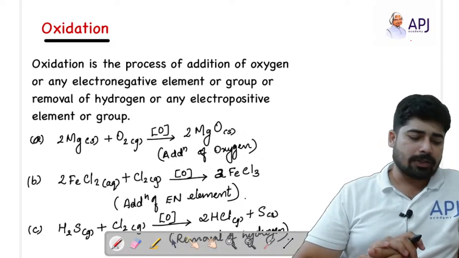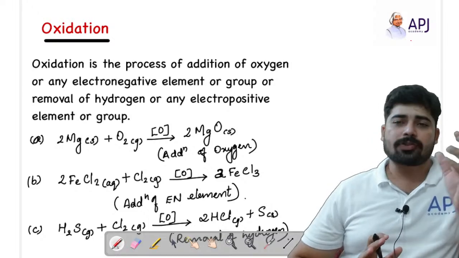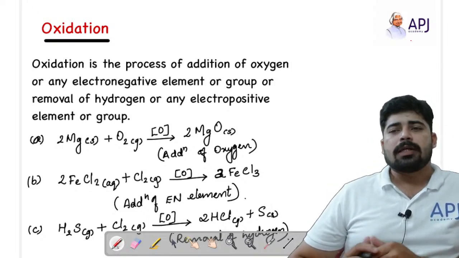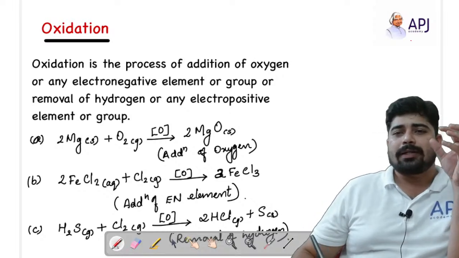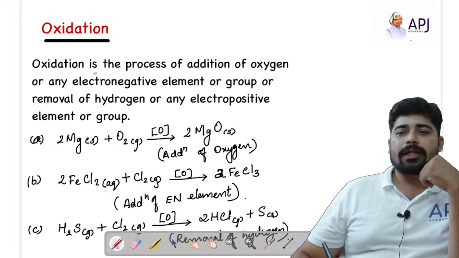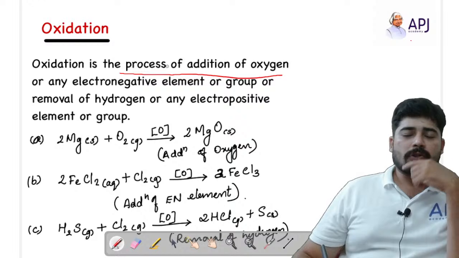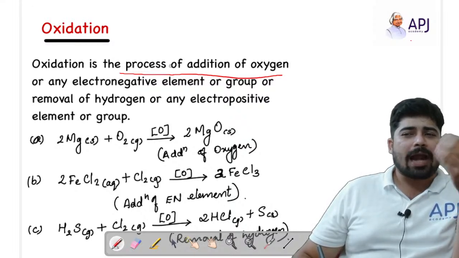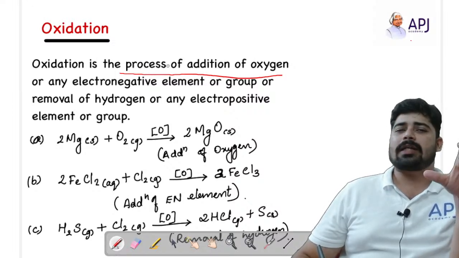We are just going straight into the topic. Let's discuss what is oxidation. Okay students, you can read it on the screen: what do you mean by oxidation? Oxidation is the process of addition of oxygen. So is oxidation the only process in which we add oxygen, or can we call any other process oxidation? Obviously we can.